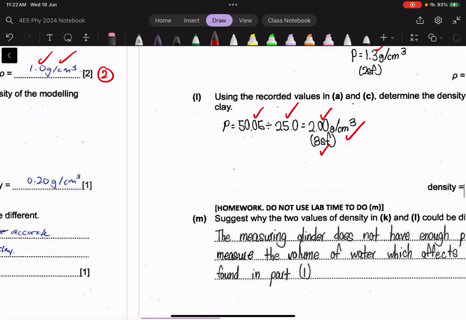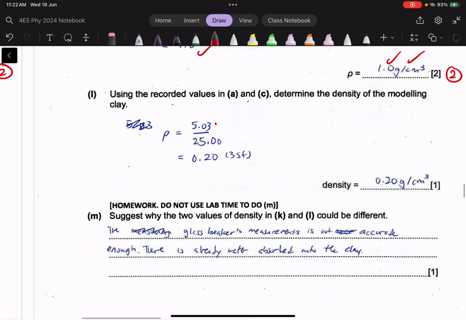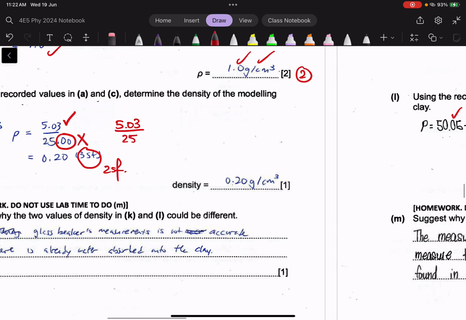how come, this one is mass over volume. Mass over volume, impossible, wrong, right? It should be 5.03 over 25. Then this one should be 2SF. Wow, lucky by the way. 0.20 is 2SF. Okay, hey, this girl, I'm going to strangle you soon.